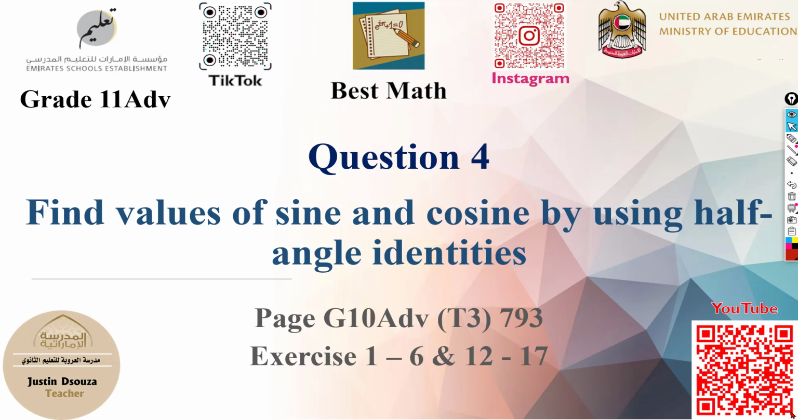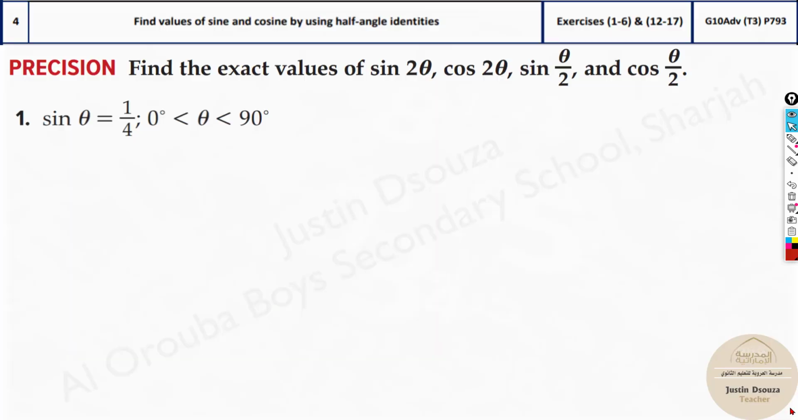Question 4 is about double angle and half angle identities. This is an interesting question because you can't solve the double angle easily on a calculator, the sine 2 theta, cos 2 theta. But the half angle, you can try with the calculator, though you tend to get wrong answers as well, because it involves the square root and so on. So we need to use the formula.